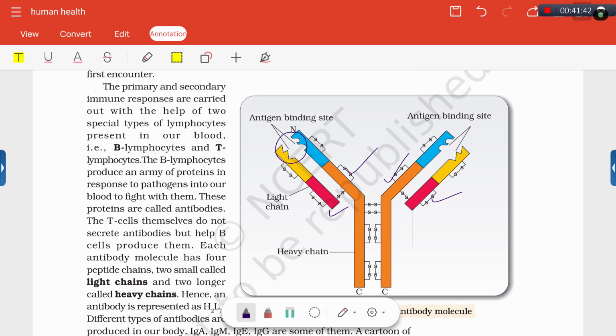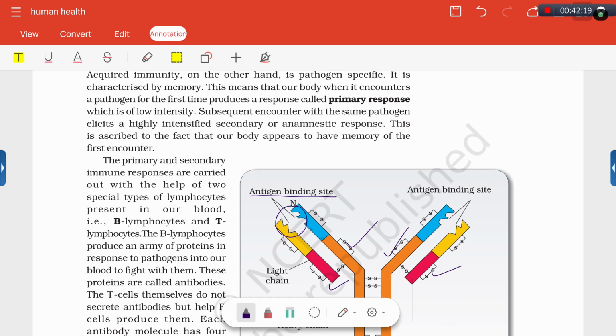What do they mark? Antibodies are supplied to the antigen. This is the antigen binding site. Antigen binding site is present towards the N terminus, not the C terminus. Towards the N terminus, antigen binding sites are present. Ready?